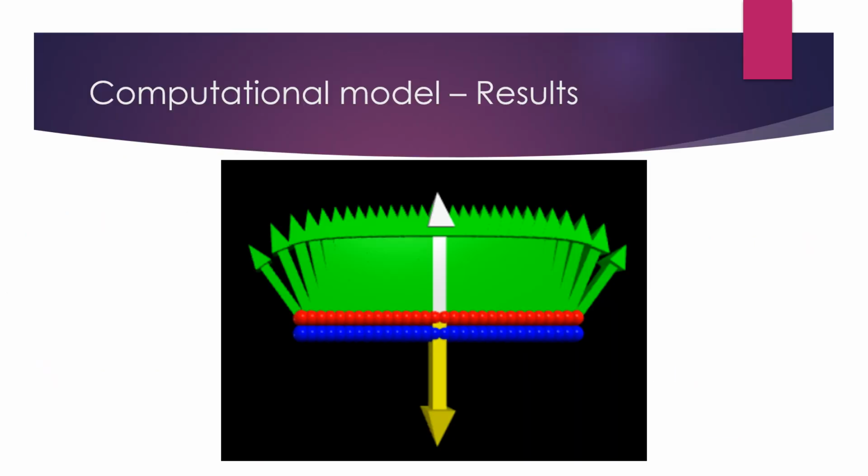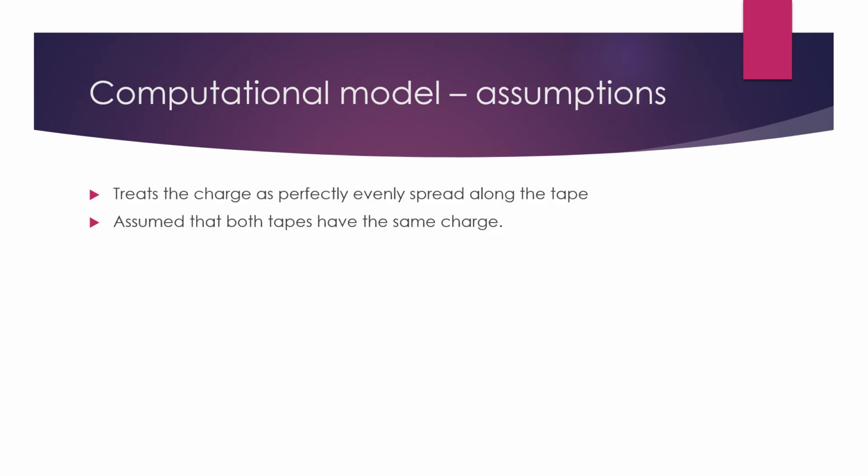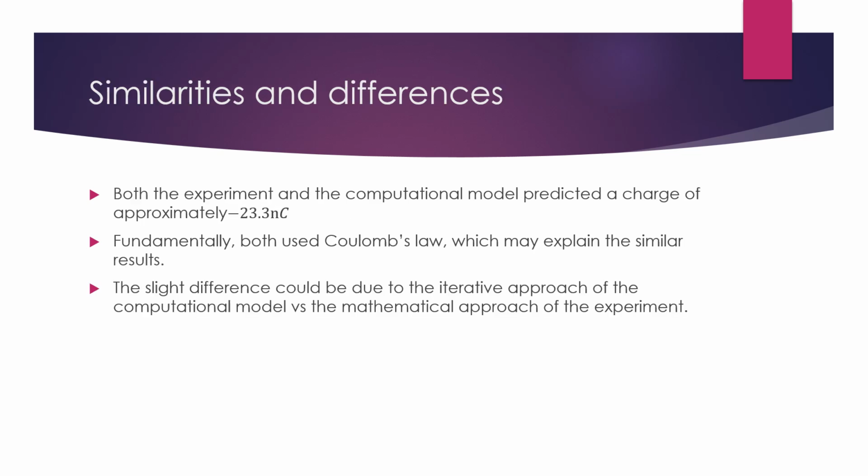These are the results of my computational model. The yellow arrow is the force of gravity, which has the same magnitude as the white arrow, which is the electric force. The green arrows are the electric fields at every single one of the red points, which, as we can see, are correct. Some of the assumptions made by the computational model are that it treats the charge as perfectly evenly spread along the tape. It also assumes both tapes have the same charge, which may not necessarily be the case.